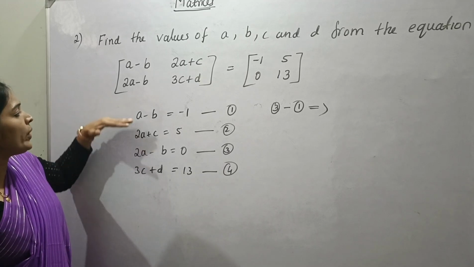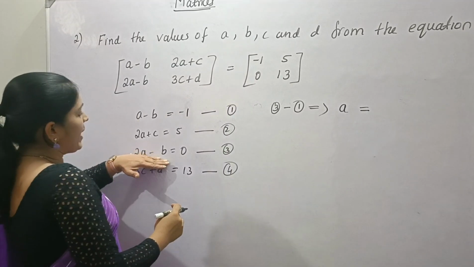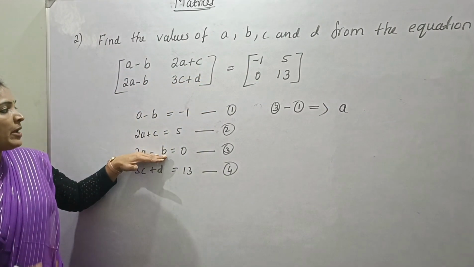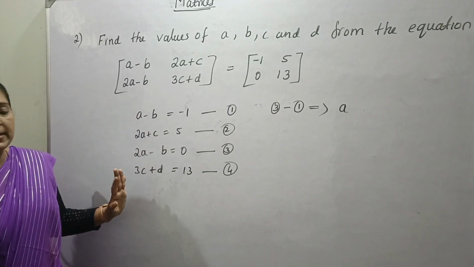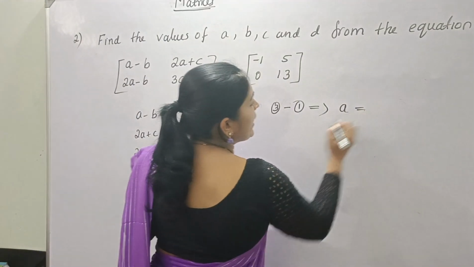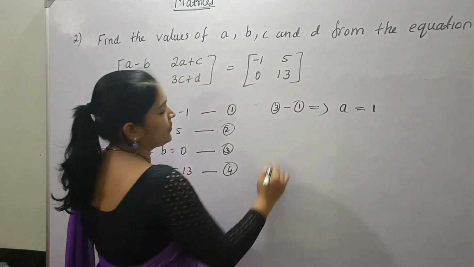What will we get? 2A minus A, that is A, is equal to minus B. See here, B is cancelled, right? Minus B minus minus B, so minus B plus B, B is cancelled. That is equal to 0 minus minus 1. So A is equal to 0 minus minus 1, that is plus 1.